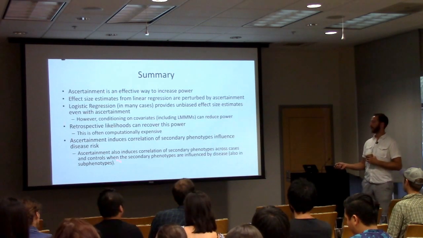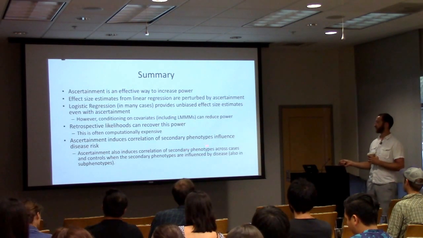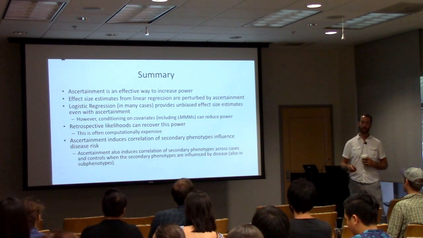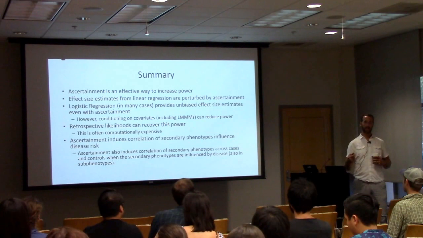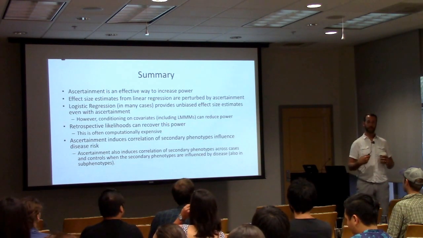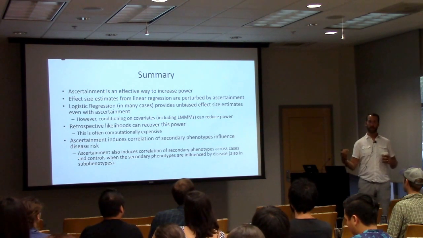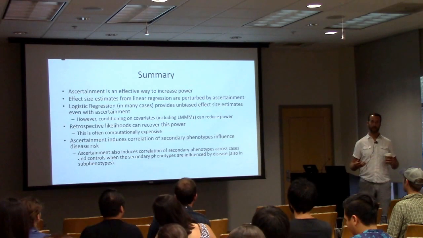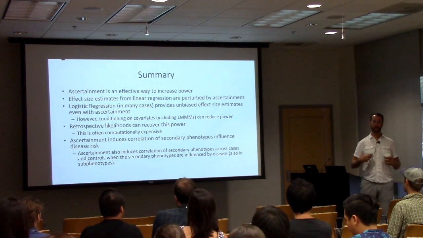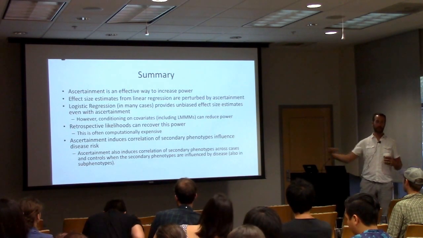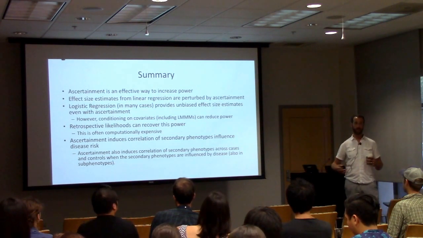As a side note, ascertainment also induces correlation of secondary phenotypes across cases and controls. So if heart attacks cause a perturbation in the expression network, and I look at correlation across cases and controls, then I have different means in the hearts of people who've had a heart attack than in people who haven't for the things that a heart attack changes.